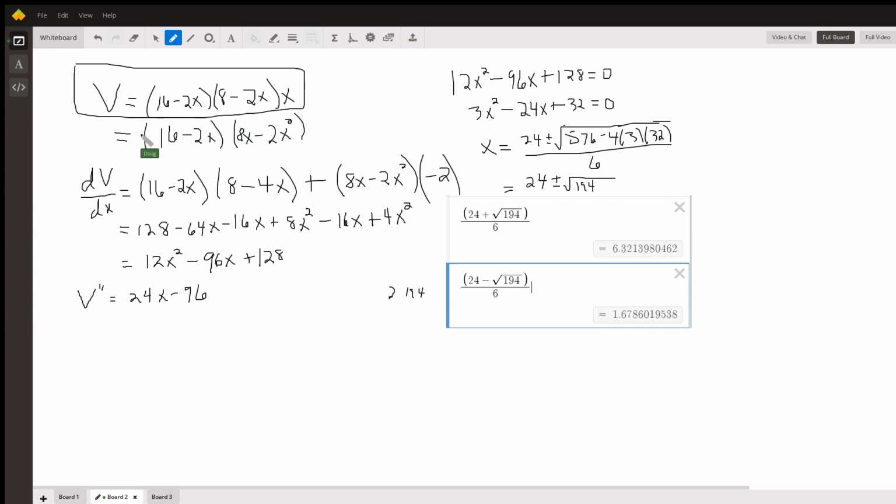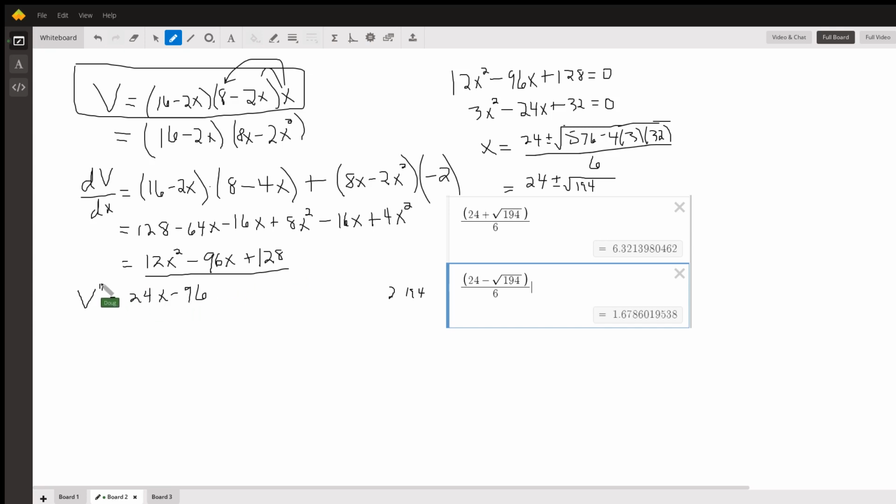We could multiply this all together and differentiate term by term, or we could do what I did here. I distributed this x over this factor and then used the product rule. I'm not going to go through the product rule, but in the end, this is what I got when I simplified everything. And I want to know, when does that equal 0? That will give us our critical numbers.